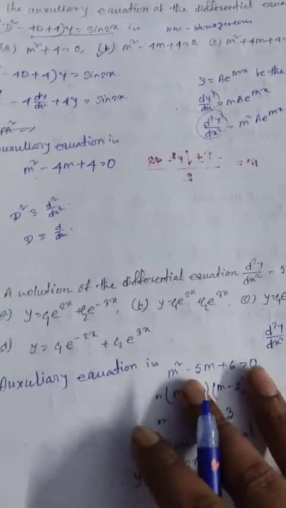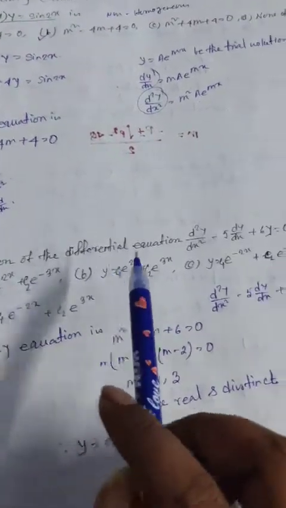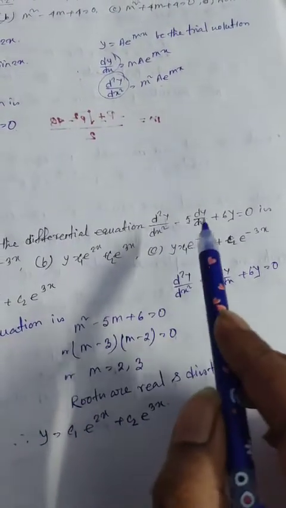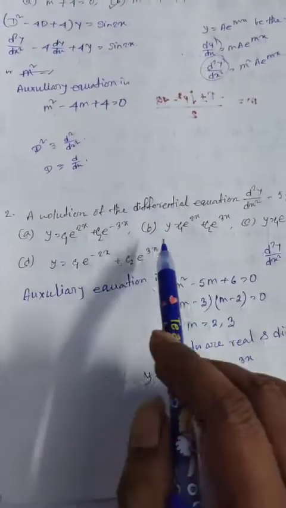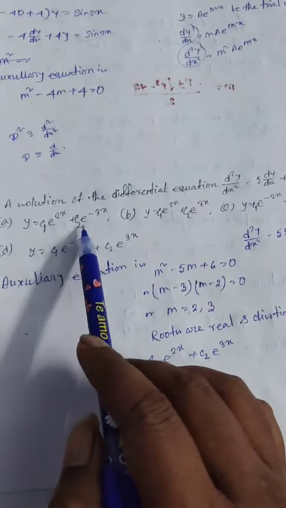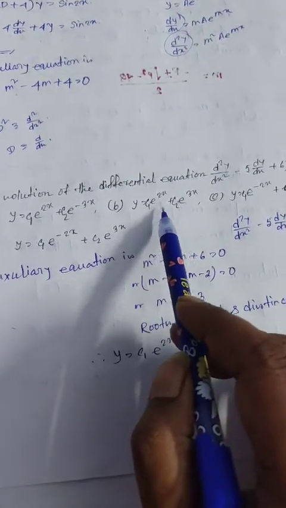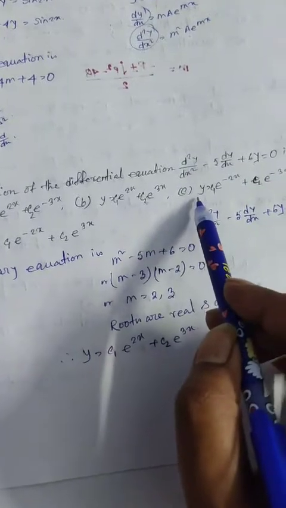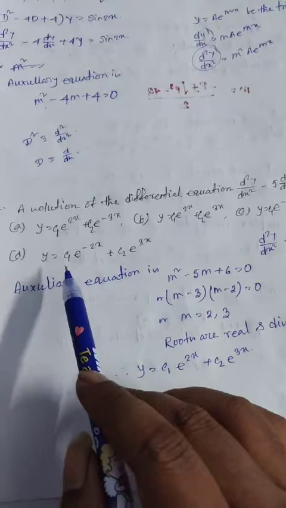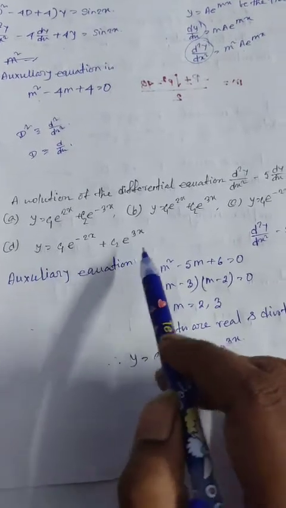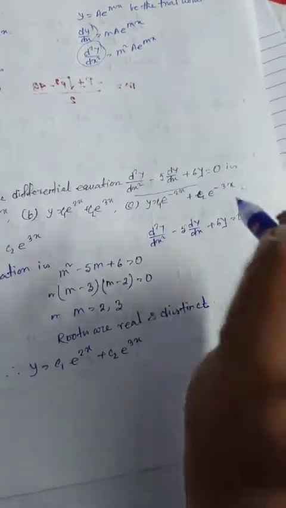Now I will show you another question: the solution of the differential equation d2y/dx2 minus 5 dy/dx plus 6y is equal to 0 is. Four options are given. Option A is c1 e to the power 2x plus c2 e to the power minus 3x. Option B is y equal to c1 e to the power 2x plus c2 e to the power 3x. Option C, y is equal to c1 e to the power minus 2x plus c2 e to the power minus 3x. And option D, c1 e to the power minus 2x plus c2 e to the power 3x. So this is the equation d2y/dx2 minus 5 dy/dx plus 6y is equal to 0.